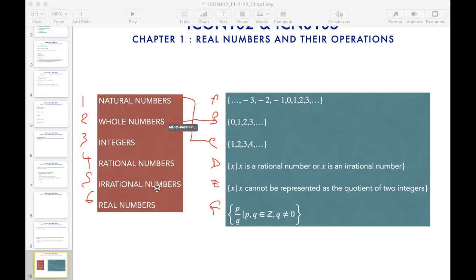Now number 3. Alexandra is not here, so Suphanat. Number 3, integers come from the combination of negative and positive integers. Is that correct, everyone? Choice A, yeah, that's correct. The next one, question number 4, Yanin.